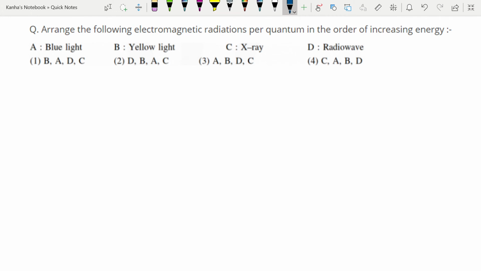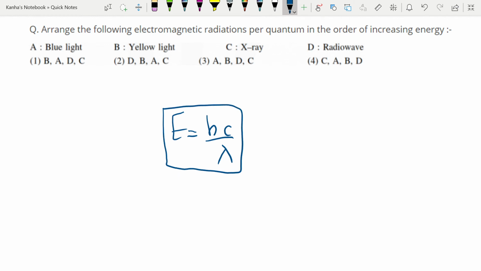Arrange the following electromagnetic radiations per quantum in the order of increasing energy. So what is the energy of an electromagnetic wave? It is given by E is equal to h c divided by lambda, where h is Planck's constant and c is the speed of light. From here you can see that energy is inversely proportional to lambda, or we can write that energy is directly proportional to the frequency nu.